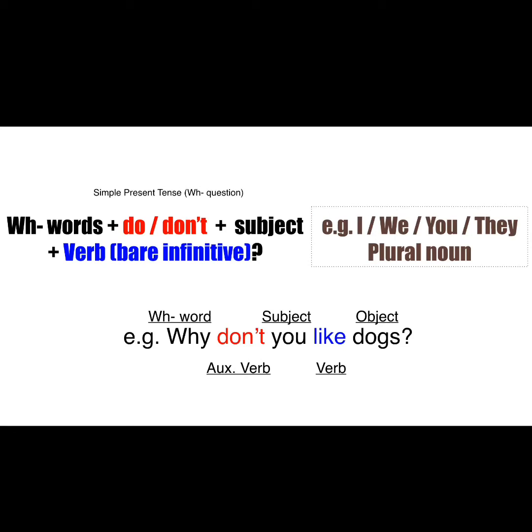So the question begins with why, the WH word, and then don't as the auxiliary verb, followed by you, the subject, and then the verb like, bare infinitive, the base form, no s, no es, no ing, and then with the object to end the question. So the whole question is, why don't you like dogs? And this is how we form a WH question in simple present tense with a non-third-person singular subject.